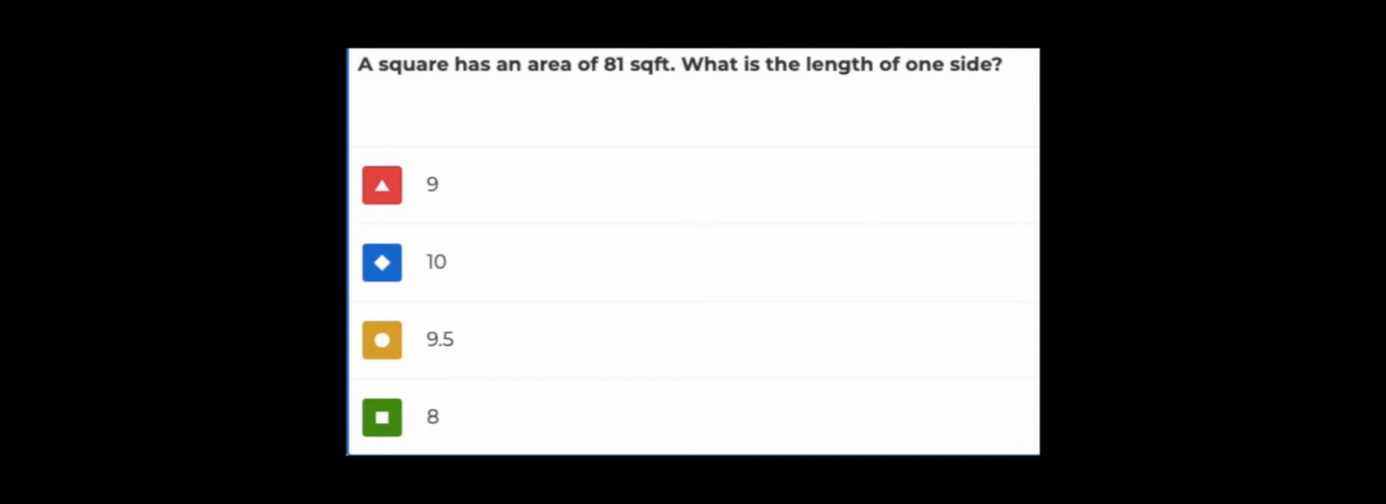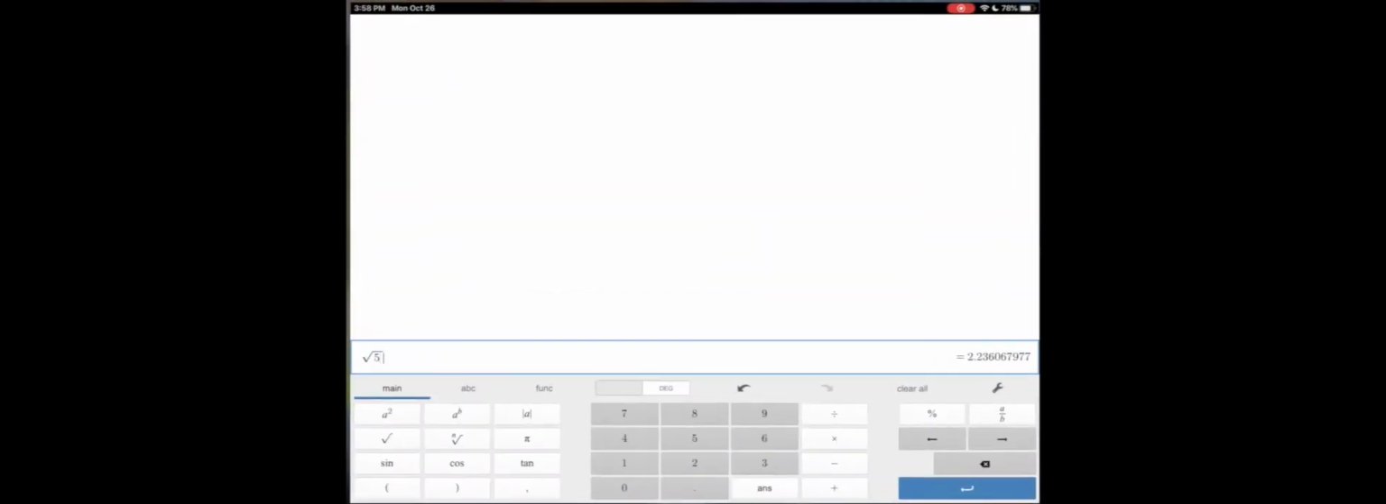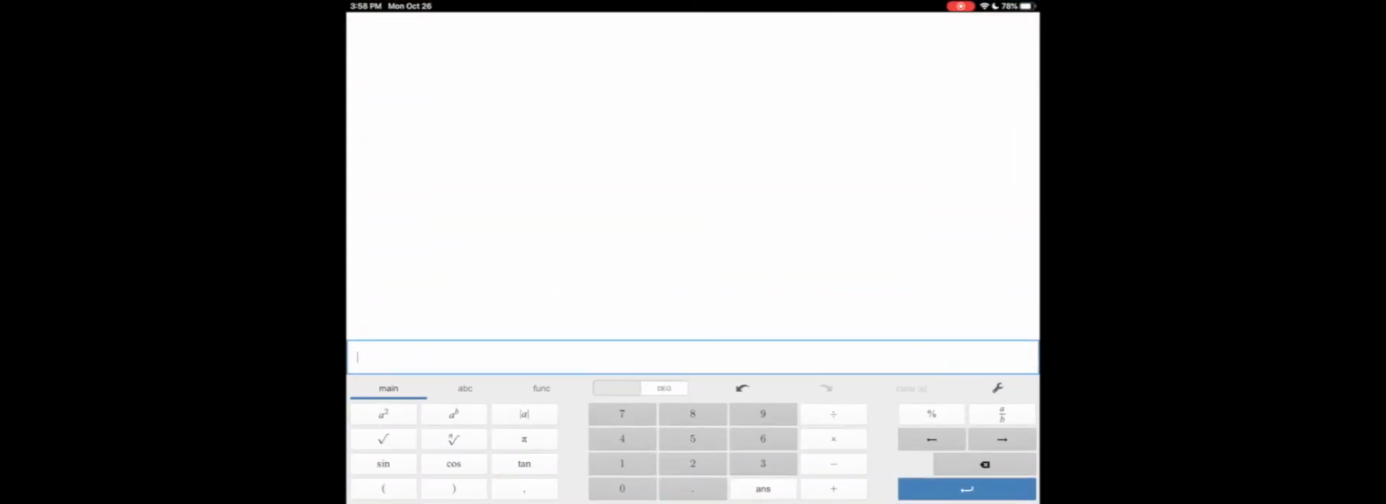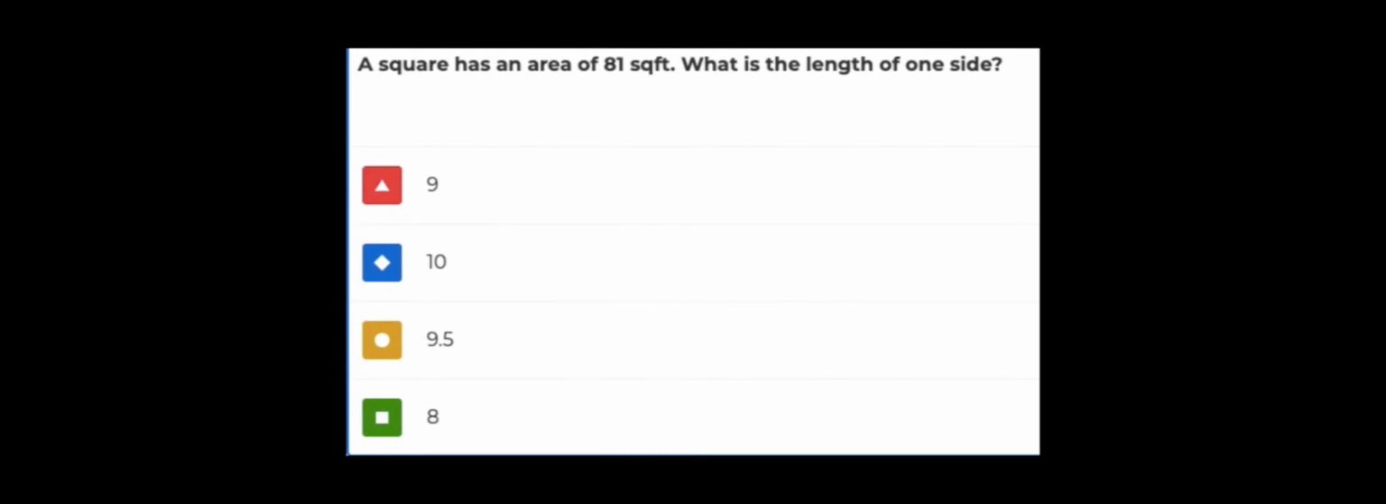So a square has an area of 81 square feet. What is the length of one side? Well, in order to find the length of one side, you take the square root. So you can go to your calculator, take the square root of 81, which is 9. So 9 is your answer.